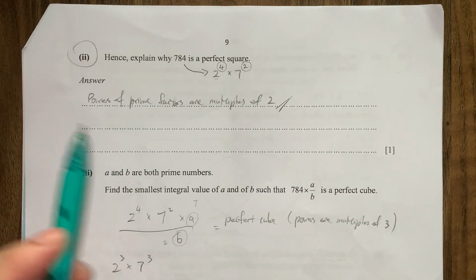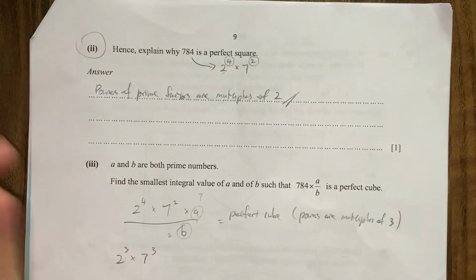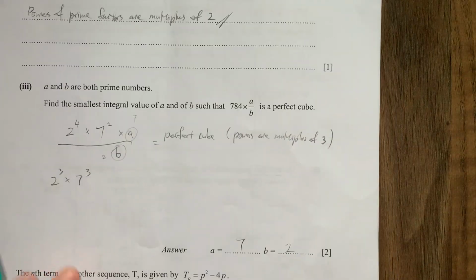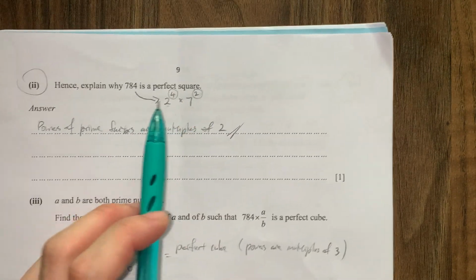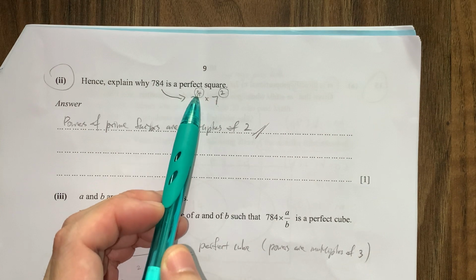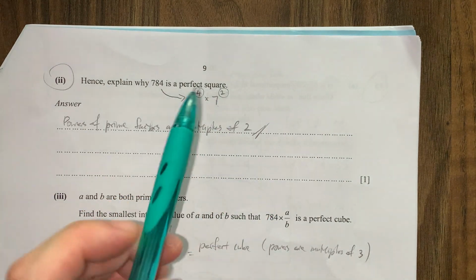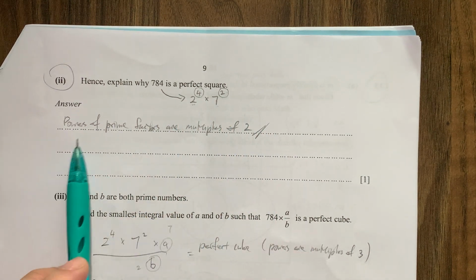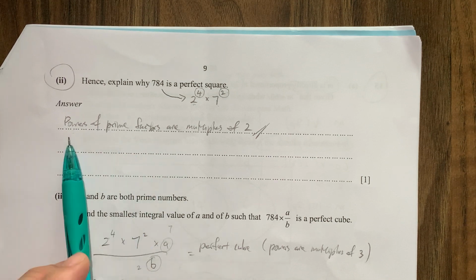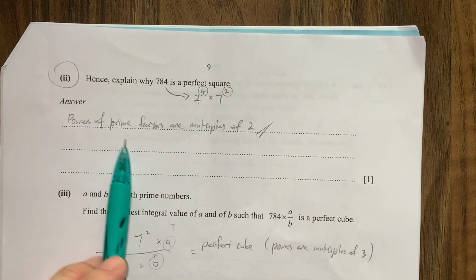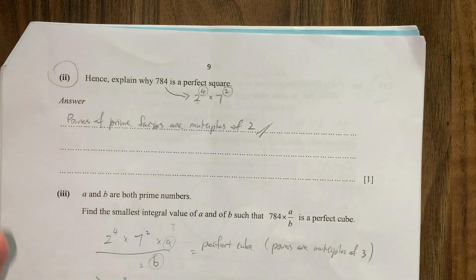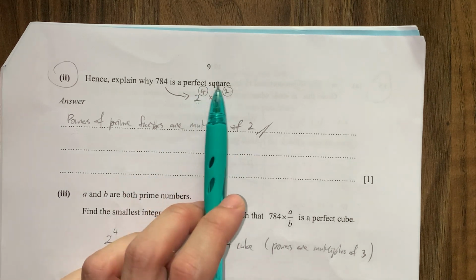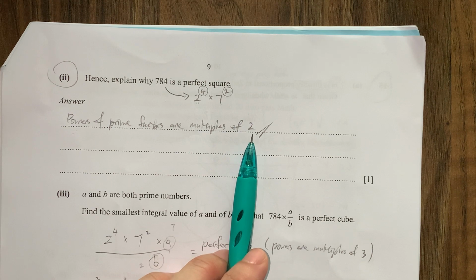Then we're going to explain why this 784 is a perfect square. Please remember, this is the exact same number as in part 1. So I write the number here for reference. A perfect square, the definition is that the powers are multiples of 2. Now what do you call this 4 and 2 here? They're actually the powers of the prime factors. Powers because they are powers, prime factors because the factors are all prime numbers. So that's what you are supposed to write: the powers of the prime factors are multiples of 2. If this were a perfect cube, it must be multiples of 3, and so on.